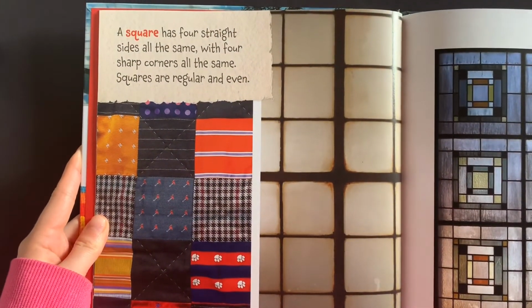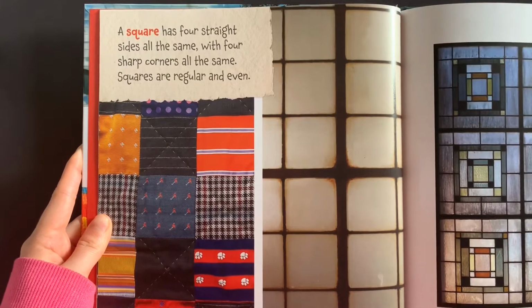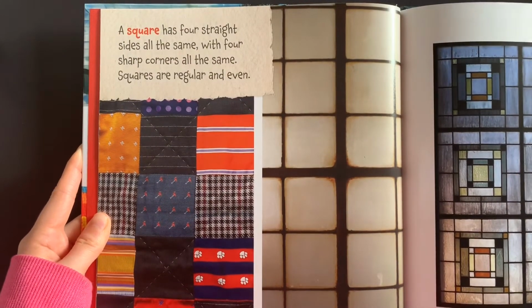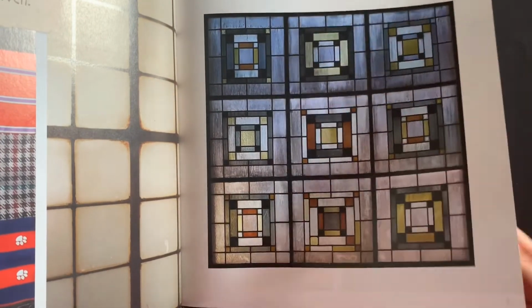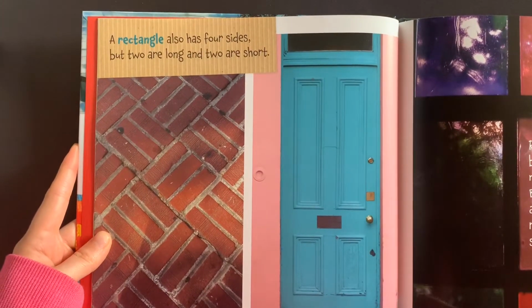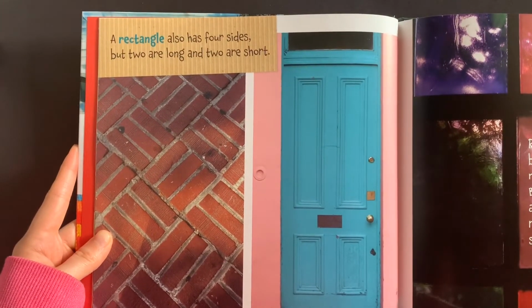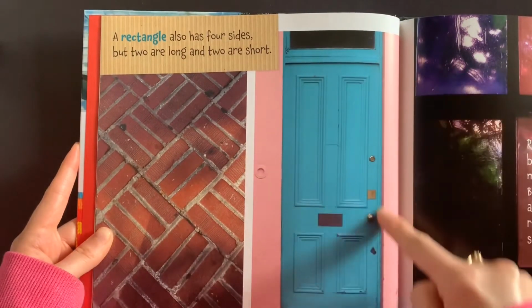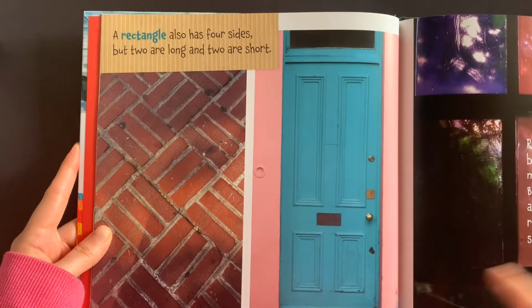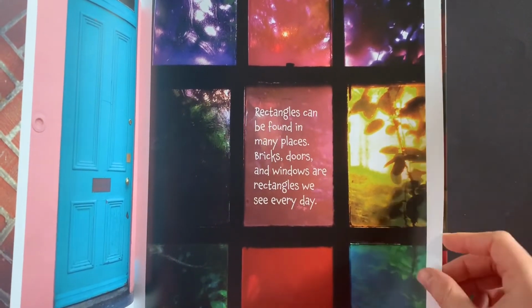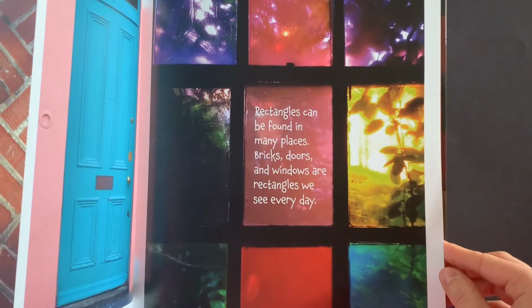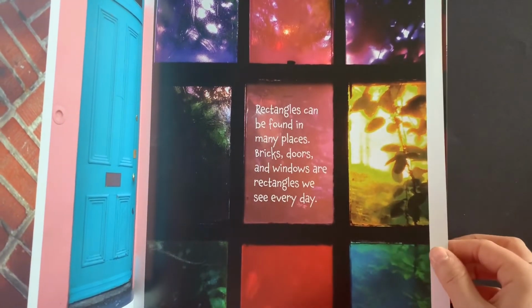A square has 4 straight sides, all the same, with 4 sharp corners, all the same. Squares are regular and even. A rectangle also has 4 sides, but 2 are long and 2 are short. Rectangles can be found in many places. Bricks, doors, and windows are rectangles we see every day.